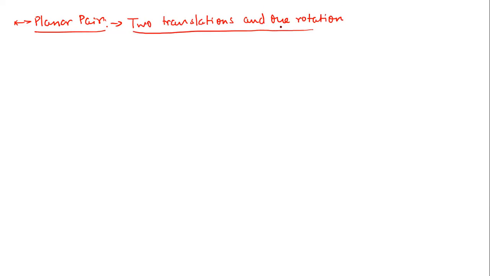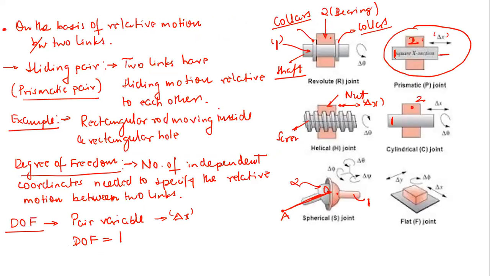Now, the last kinematic pair is the planar pair, right? Now in a planar pair, let me quickly write down: two translations and one rotation between two links, right? I'm writing this in short.